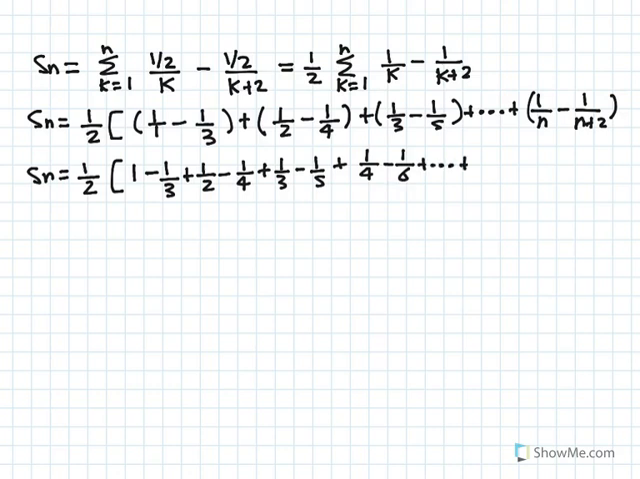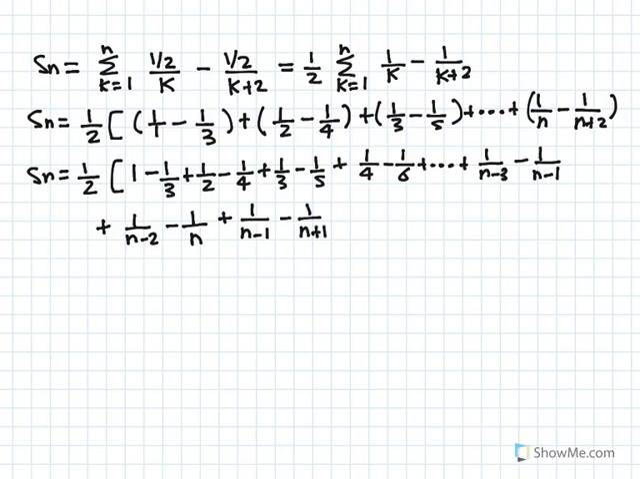Now let's plug in n minus 3. So k equals n minus 3. That's 1 over n minus 3 minus 1 over n minus 3 plus 2 is going to give us n minus 1. Now plug in k equals n minus 2. So we get 1 over n minus 2 minus 1 over n minus 2 plus 2. That gives us n. Now plug in k equals n minus 1. We get 1 over n minus 1 minus 1 over n minus 1 plus 2. That's n plus 1. And lastly, plug in k equals n. We get 1 over n minus 1 over n plus 2.